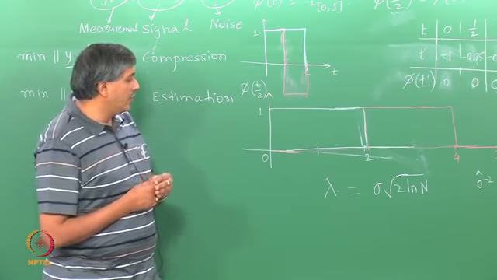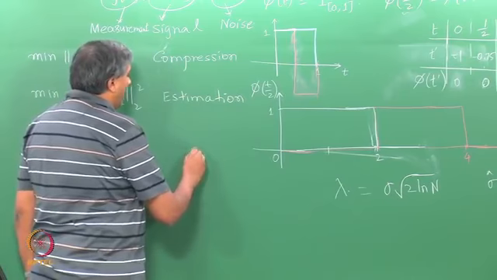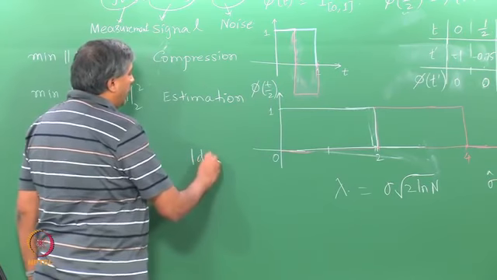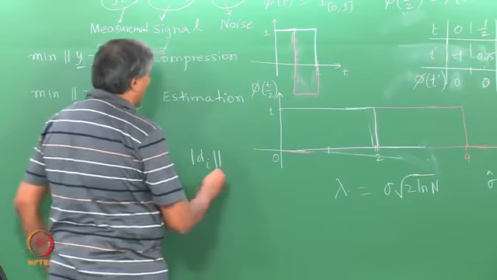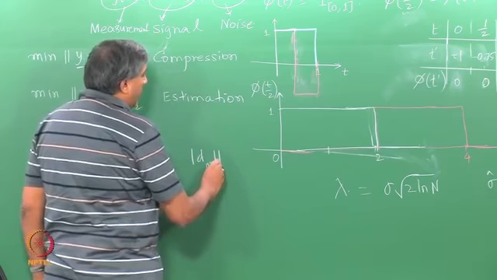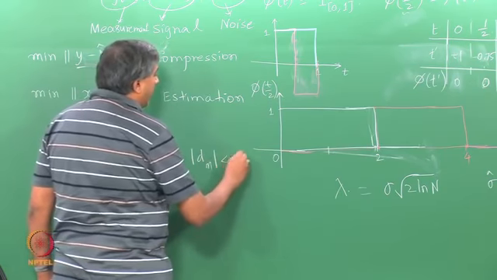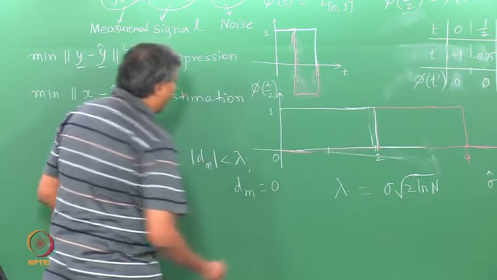It is called a universal threshold, and what is done is, in hard thresholding, if any coefficient at a certain scale at a certain level is less than lambda, then dm is set to 0. This is hard thresholding.